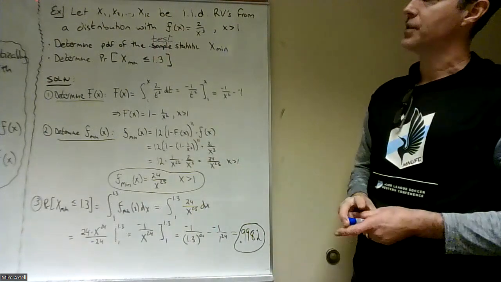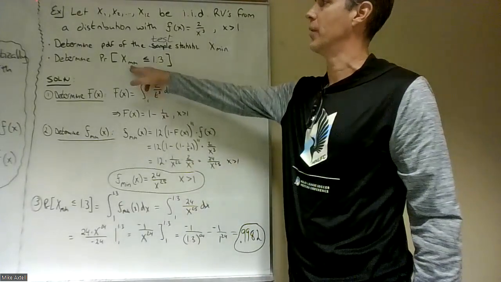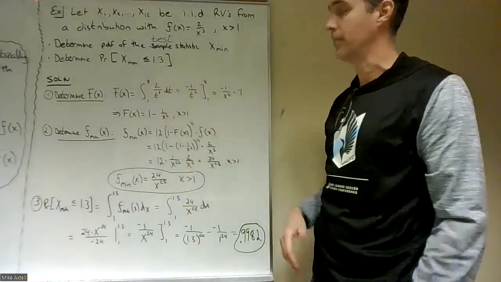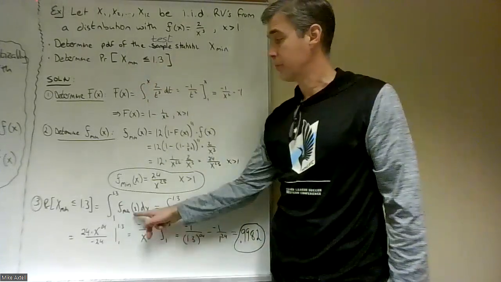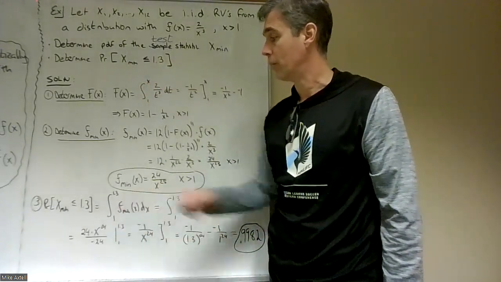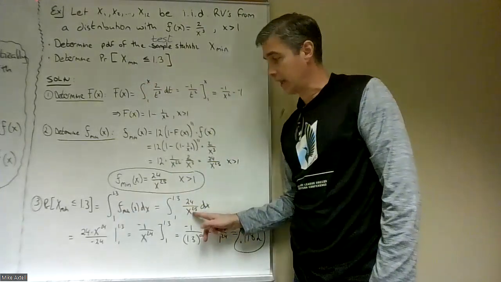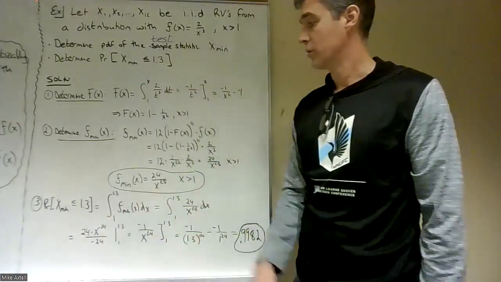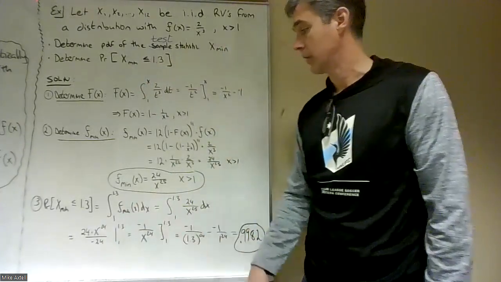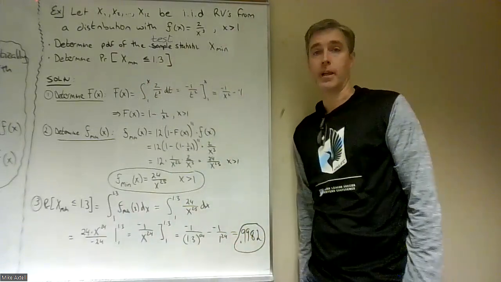And then the second part of the question is, what's the probability that this new random variable x min is less than or equal to 1.3? Well, I've got its PDF, so I could integrate its PDF between 1 and 1.3. So back to Calc 1, x to the negative 25th would become x to the negative 24 over negative 24. 24's cancel, so I get negative 1 over x to the 24th from 1 to 1.3. Plug, chug, and I get 0.9982.